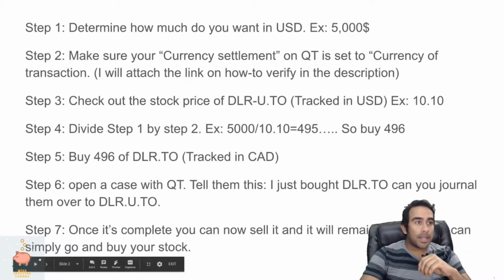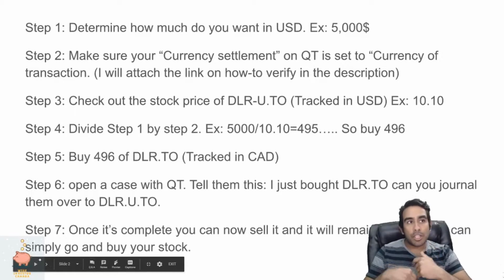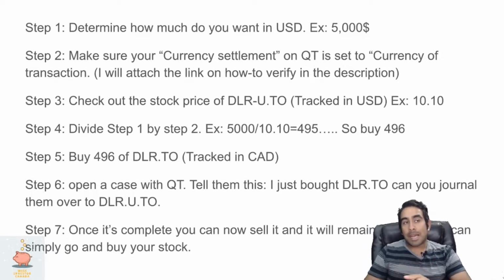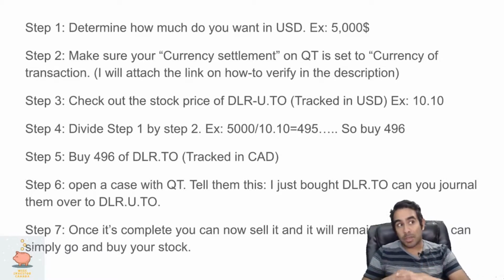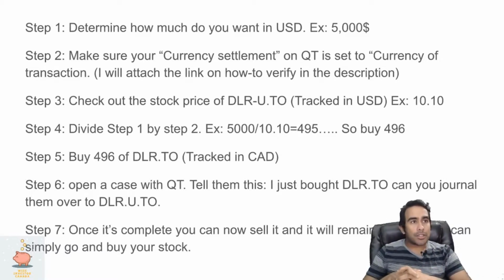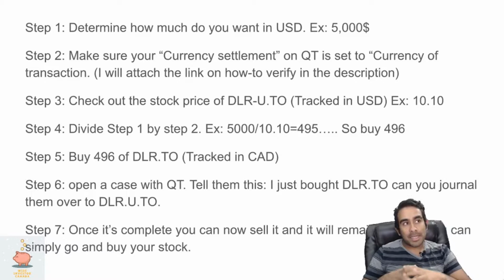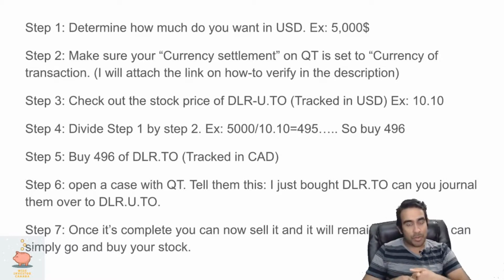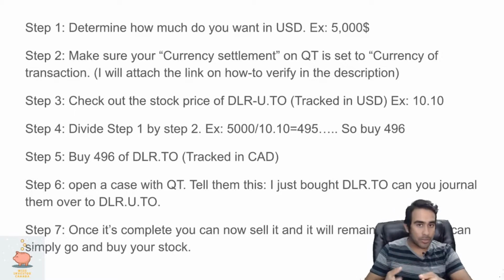So let's go. Step one, you determine how much you want to convert into USD. For example, you want $5,000 USD. Also, this is going to be done on Questrade. I don't know about other trading platforms, but this is really concentrated on Questrade.